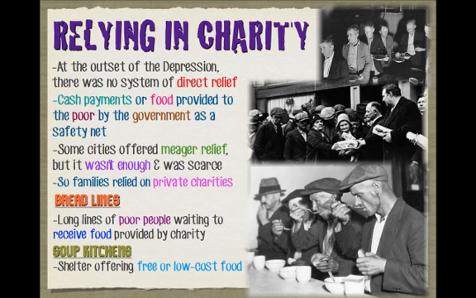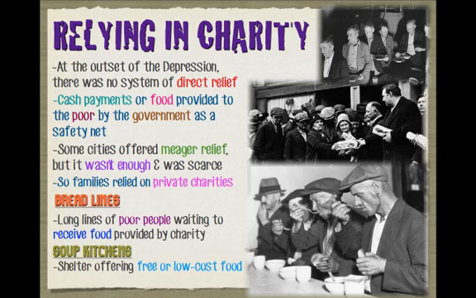So relying on charity. At the outset of the Depression, there was no system of direct relief, cash payments or food provided to the poor by the government as a safety net. Some cities offered meager relief, but it wasn't enough and was scarce. So families relied on private charities.